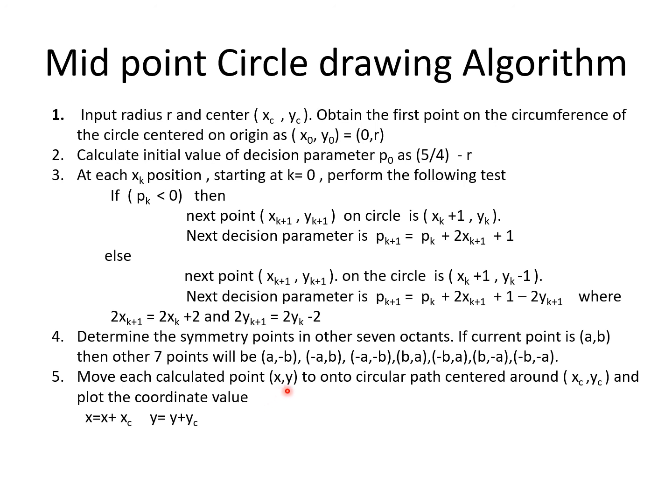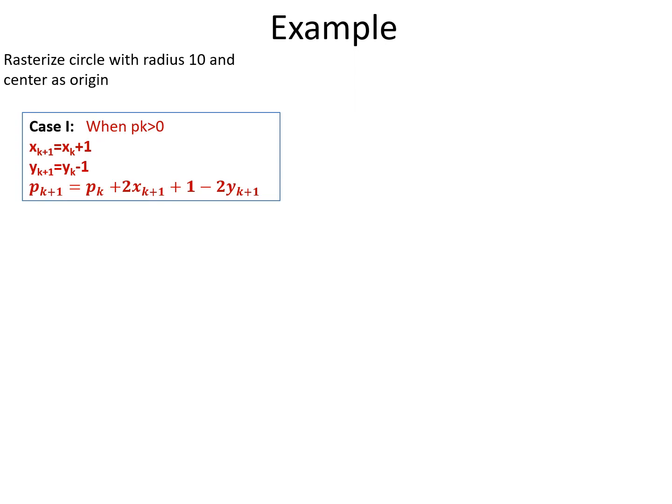Once we have obtained each point, we shift the point to the center by using x plus xc and y plus yc, and we repeat these steps 3, 4, 5 till x is greater than or equal to y, till x is equal to y. Then we reach the end of the octant. Let us take an example. Let us rasterize a circle with radius 10, center at the origin.